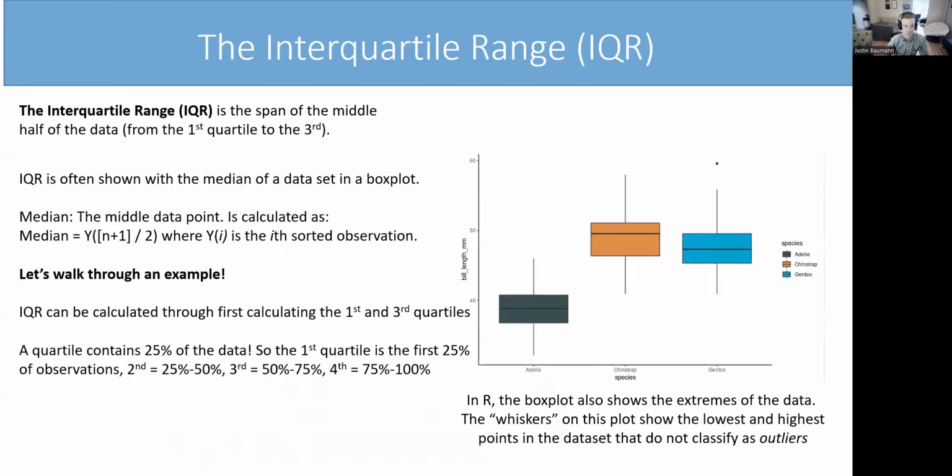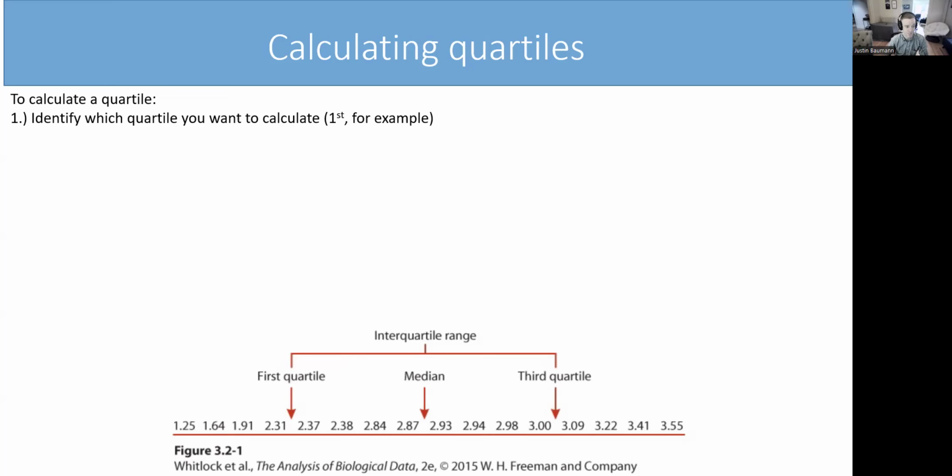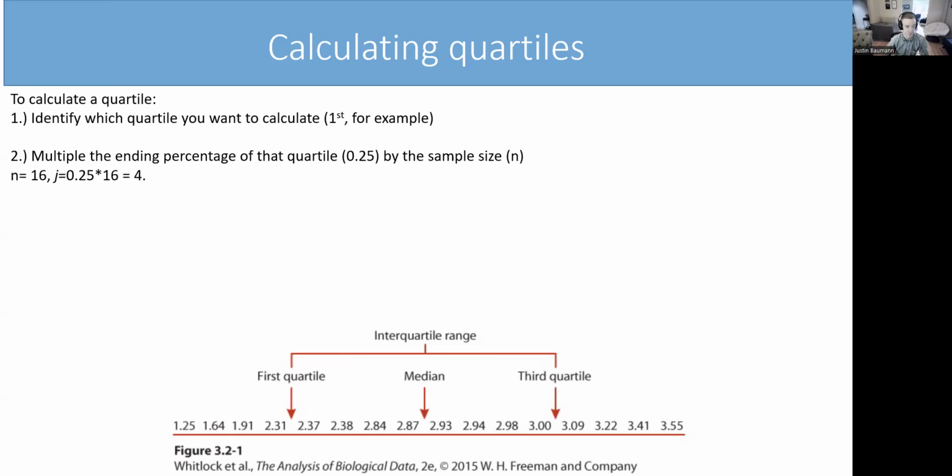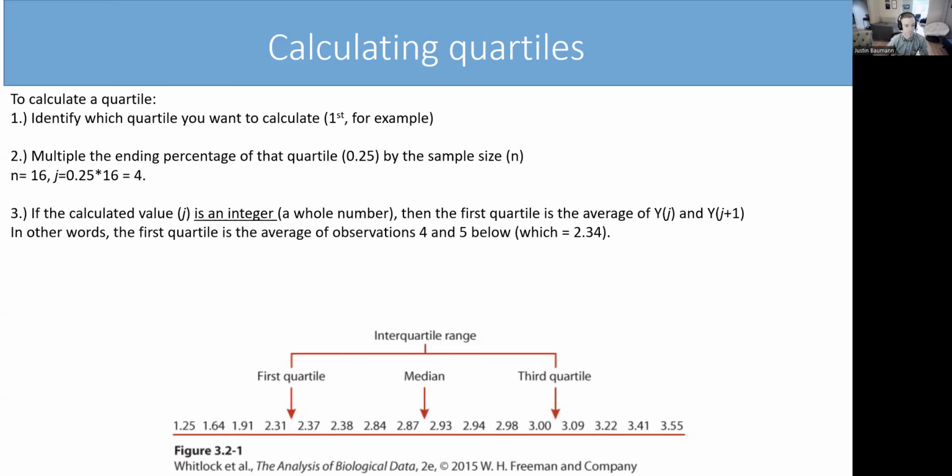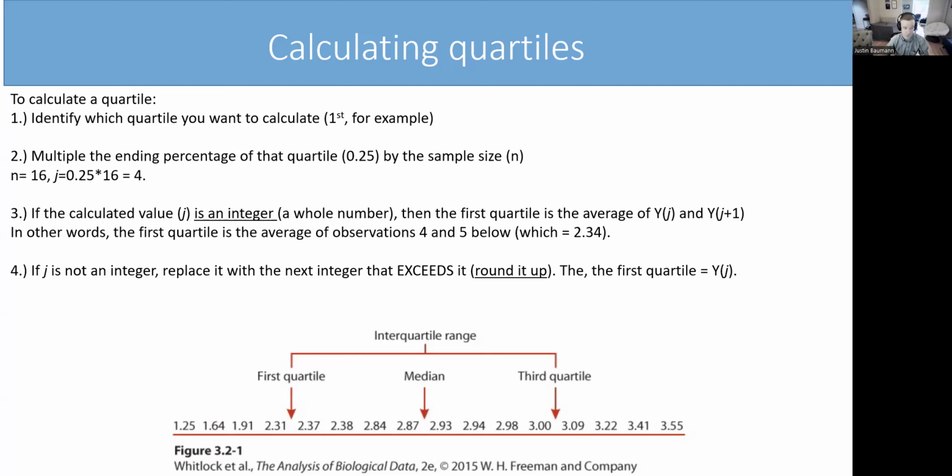I'm using some weird terminology here. As we've seen before, y sub i is the ith observation, and y sub j is the observation of interest, which in this case is the fourth. So y sub j plus 1 would be 4 plus 1, which is 5. If not, check out the Whitlock and Schluter section, but we don't need to worry about that fancy notation. If j is not an integer, you replace it with the next integer that exceeds it, so you round it up. Thus, the first quartile equals y sub j.